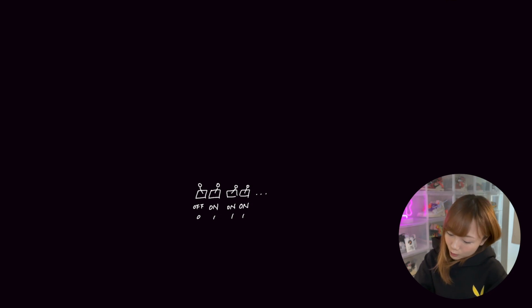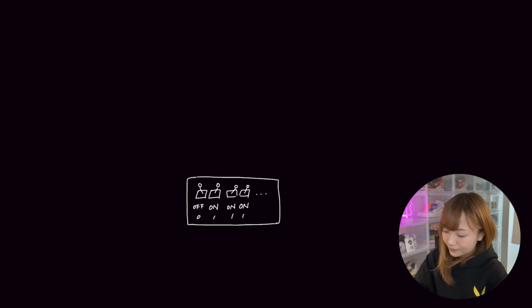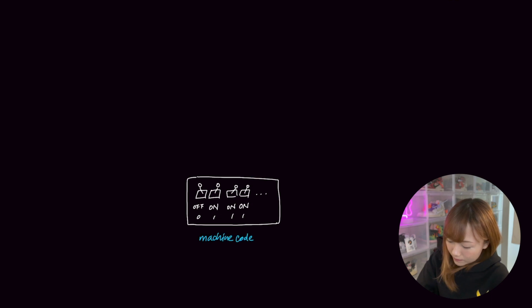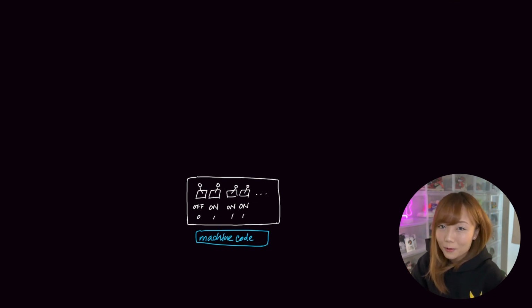If we combine many, many of these switches together, we can create many, many possible combinations of states. And this is why the computer can store very complicated information and logic. And this is also the reason that at the lowest level, the computer can only understand zeros and ones, what we call binary code or machine code. Of course, to directly code in zeros and ones or flip these little switches would be extremely difficult.